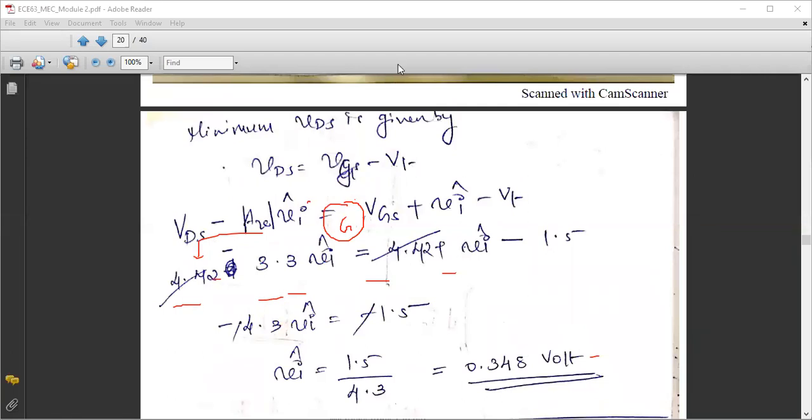I hope you got the concept. Any doubts, you can ask. So first I will write the minimum condition at the output terminal. After that, I will split it into DC plus AC. Cancel the like terms from both sides, so that the only unknown parameter in the equation is VI. Substitute for AV, VT, VGS, VDS, everything, and solve for VI. You will get the answer as 0.348. Please try to solve this.